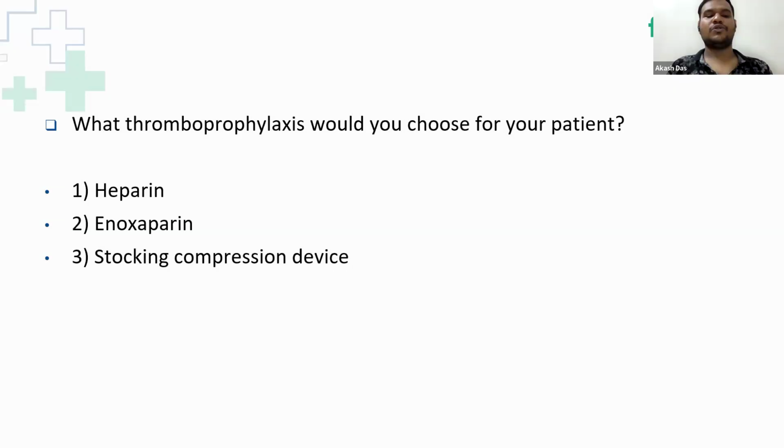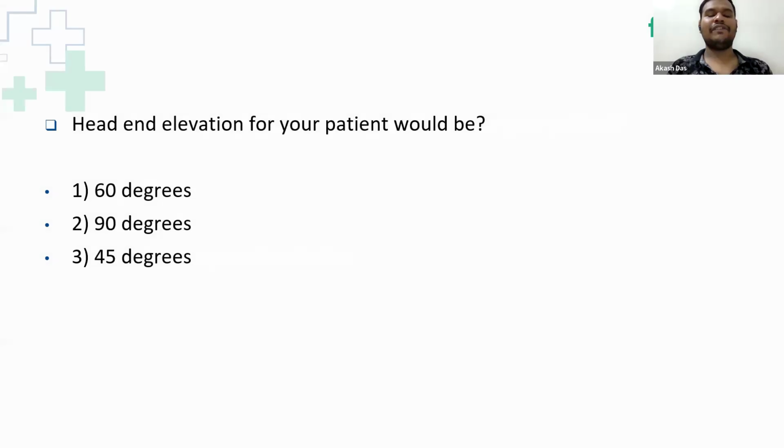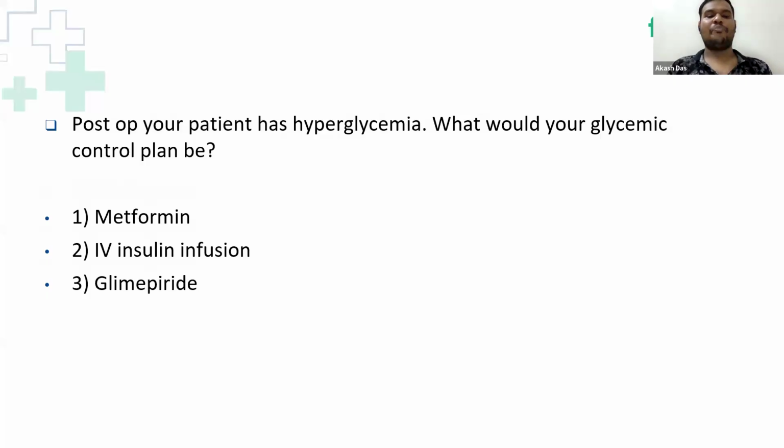Okay. So, what thromboprophylaxis would you choose for your patient? Heparin, enoxaparin, stocking compression devices. Okay. So, choose your answers. Head end elevation of your patient would be A, 60 degrees, B, 90 degrees, or C, 45 degrees. What do you think should be the head of the bed elevation? Okay. And post-op, your patient has hyperglycemia. What would your glycemic control plan be? So it will be A, metformin, or will you choose an insulin infusion, or would you choose sulfonylureas like glimepiride?